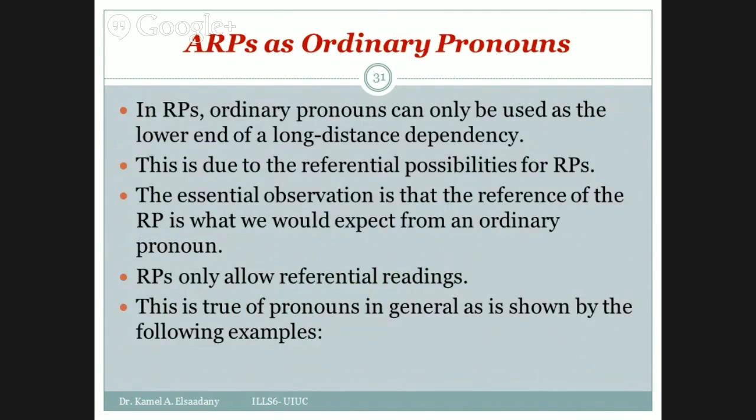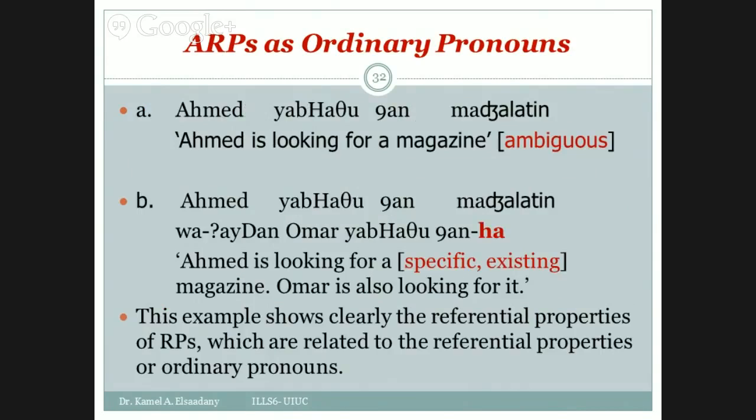Here also in resumptive pronouns, ordinary pronouns can only be used as the lower end of a long distance dependency. This is due to the referential possibilities of RPs. The essential observation is that the reference of the RP is what we would expect from an ordinary pronoun. Here RPs only allow referential readings, and this is true of pronouns in general and is shown by the following examples. So these are examples.